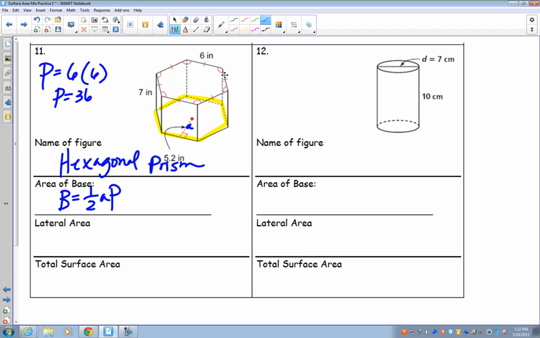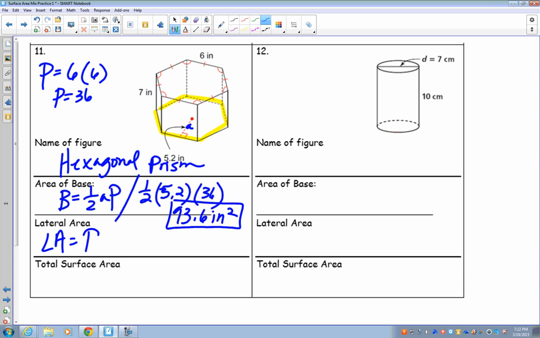So I'm just going to plug this in: 1/2 of my 5.2, times the 36. And you are going to get a decimal answer. You should hopefully get 93.6, and it's inches squared. 93.6 inches squared.